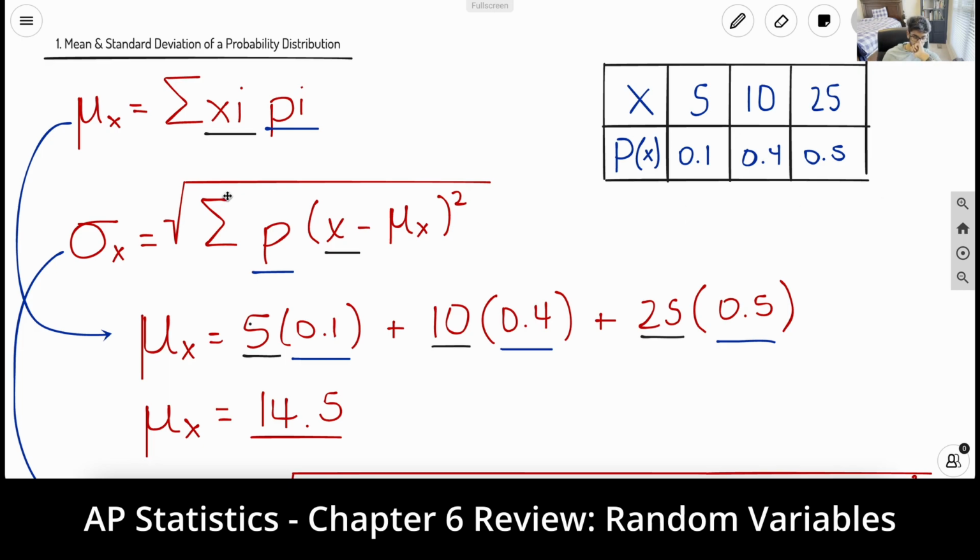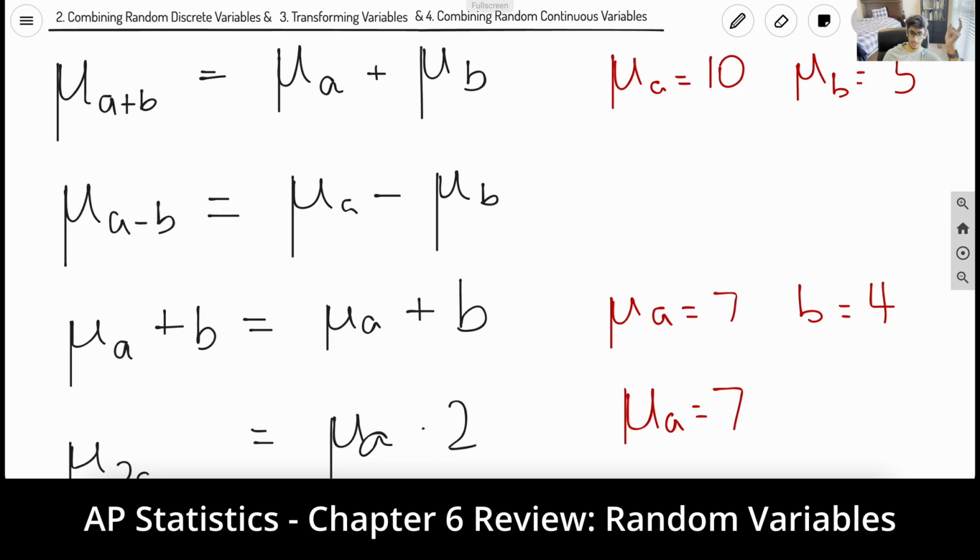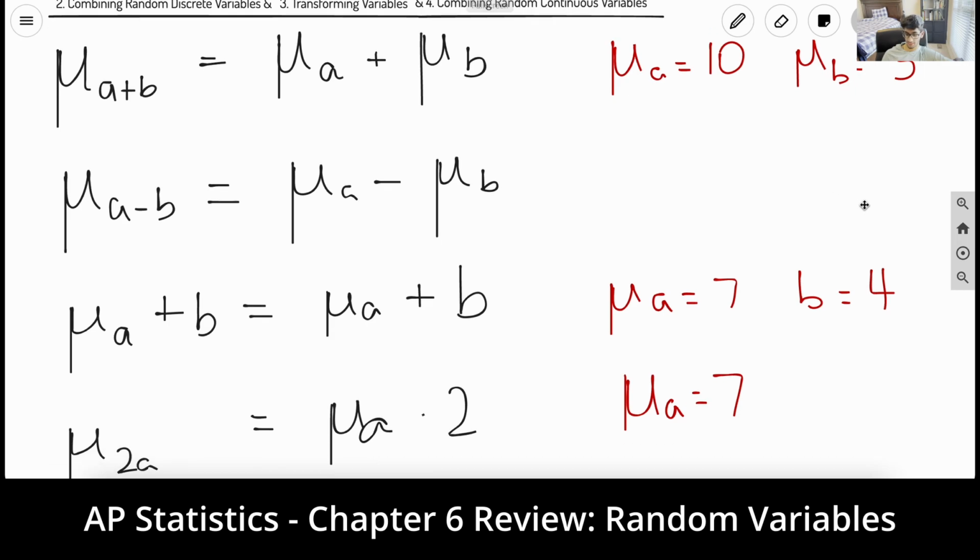All right. And then on this side, I'm putting 3 topics into one: combining random discrete variables, transforming variables, and combining random continuous variables. Discrete and continuous variables are going to be similar in this case, because discrete is something that you can count and continuous is something that you measure. These are all the rules for each type of thing. So for the mean, these are 4 transformations.